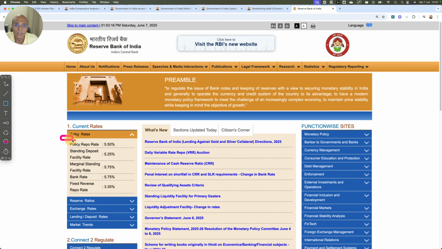So what is the policy repo rate? This is the rate at which RBI will lend to banks. It has been set at 5.5%. Earlier it was 6.5%. It has been dropped from February till June to 5.5%, which is a 100 basis point drop. Then we have another rate called the standing deposit facility rate, at which banks deposit money with RBI. And then there is the marginal standing facility rate, at 5.75%, at which emergency borrowing is done by banks from RBI.